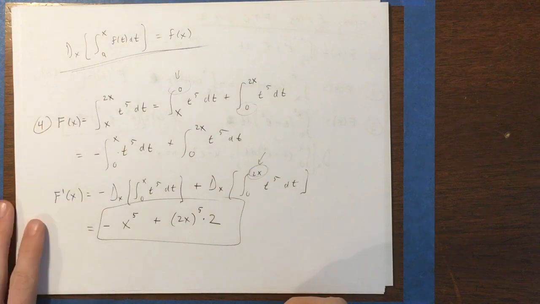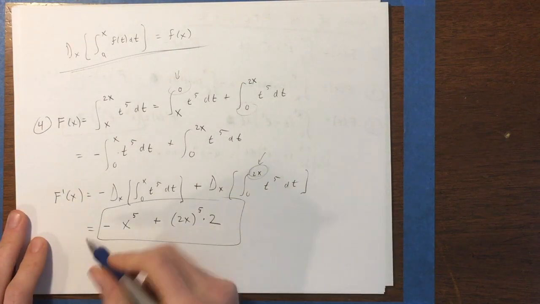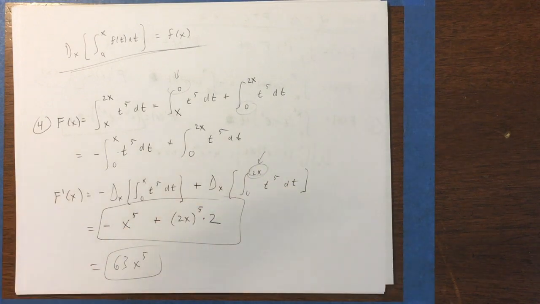And this can be simplified if you want to. I guess 2 to the power 5 is 32, so times 2 is 64, minus 1. This should be 63x to the 5th. And that's it. That's the derivative.